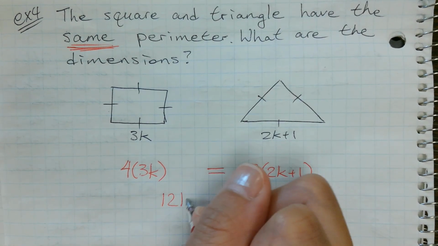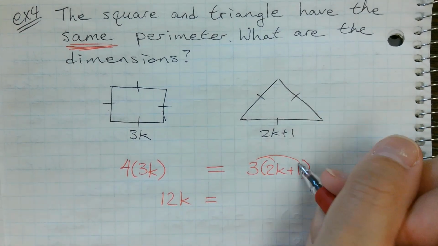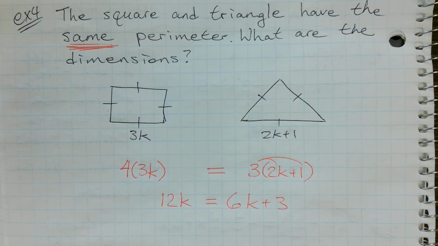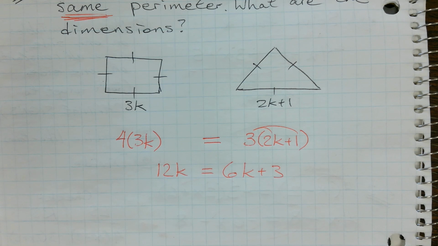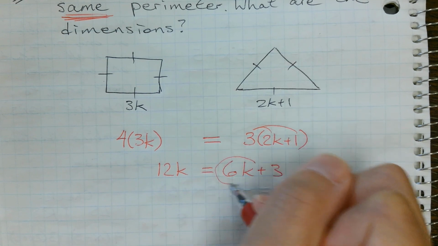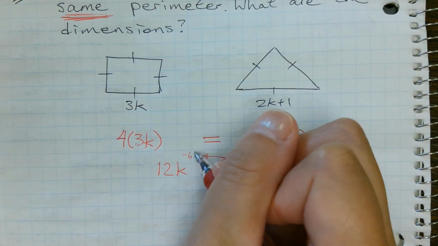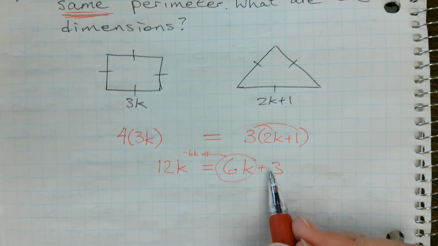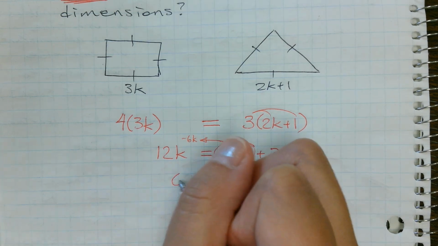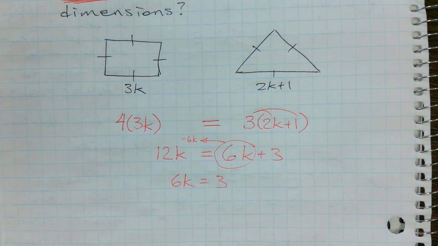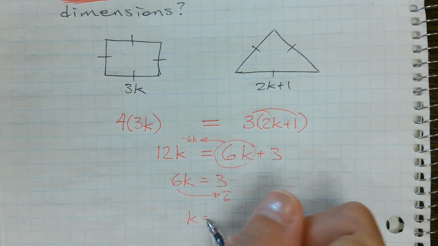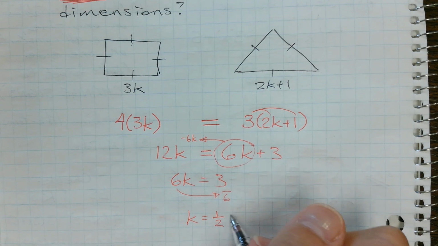Now looking at this is just like example 2. So this is 12K equal, distribute, so 6K plus 3. Okay. Move it over to the other side. Move the 6K over. It becomes minus 6K. The 3 is my only constant, so nothing needs to be done there. So it's just 6K equals 3. Last step, divide. So what is K? 1/2. Yeah, a half.